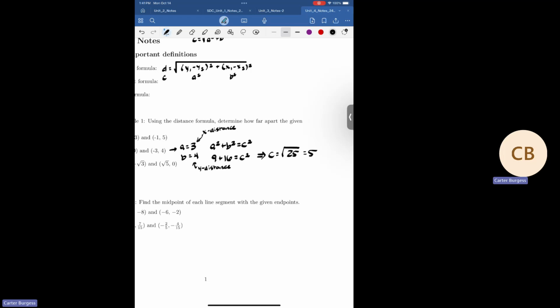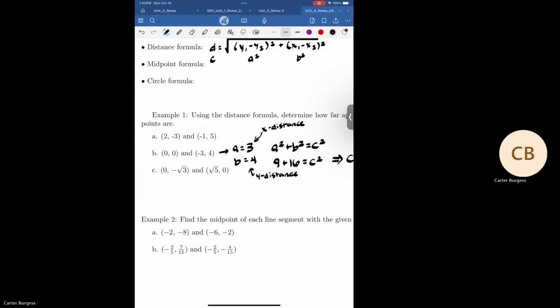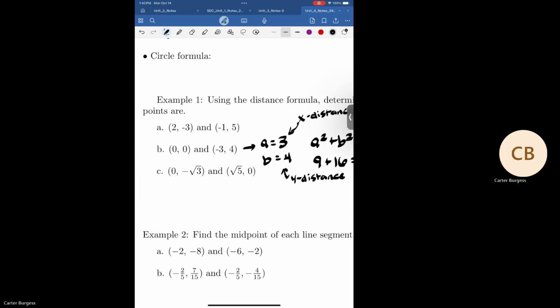Take a stab at A and C. So trying to figure out the distance that we get between these values here. Between these points, rather, I should say.